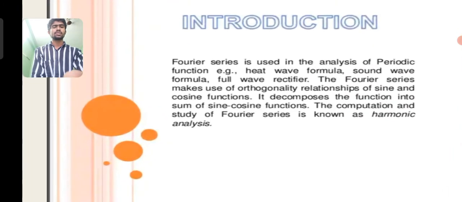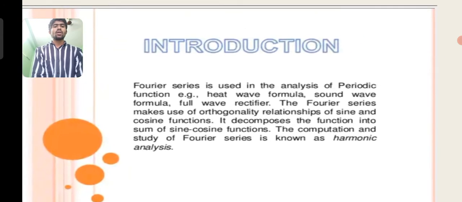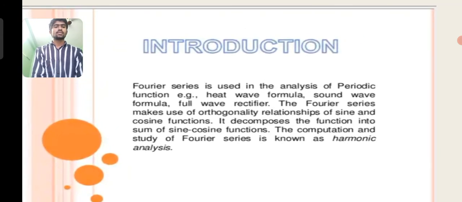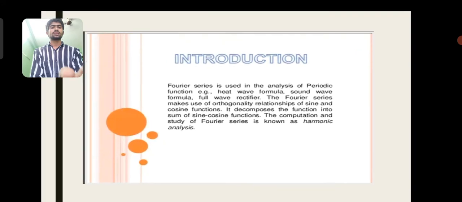A brief introduction about the Fourier series. The Fourier series is used in the analysis of a periodic function, for example heat wave, sound wave, and full wave rectifiers. The Fourier series makes use of the orthogonality relation of the sine and cosine functions. It decomposes the function into the sum of sine and cosine functions. The computation and study of Fourier series is known as harmonic analysis. This is the introduction about the Fourier series.